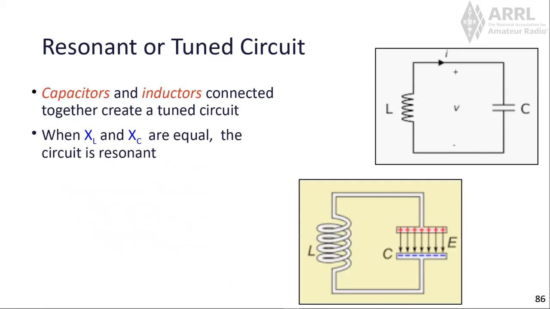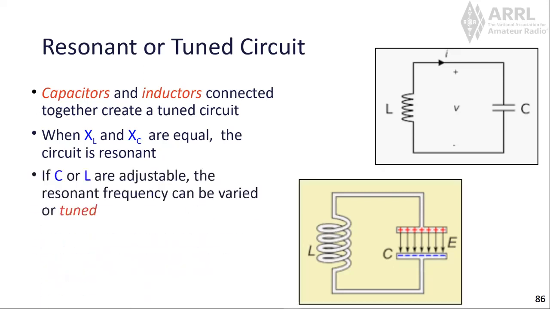When the XL, that is the inductive reactance, and the XC, that's the capacitive reactance. Remember, they change with frequency, so at a given frequency, they're going to be equal to each other. One's going up with frequency, the other one's going down with frequency, but there's a frequency where they're equal. That's the resonant frequency. The circuit is resonant at that point.